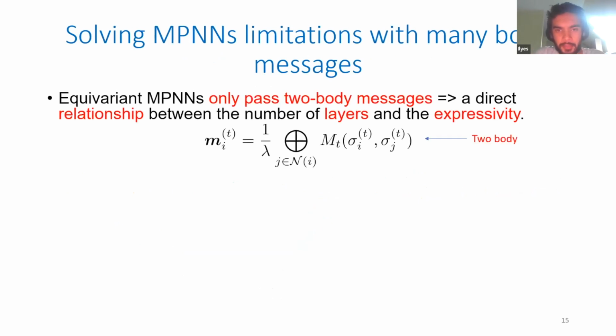First, the biggest limitation is actually most equivariant MPNNs, well, all of them, pass only 2-body messages. So this leads to a direct relationship between the number of layers and the expressivity of the network. So 2-body means that this function m_i can be expressed as a sum of 2-body terms, and this is 2-body in the sense of 2-body of the states.